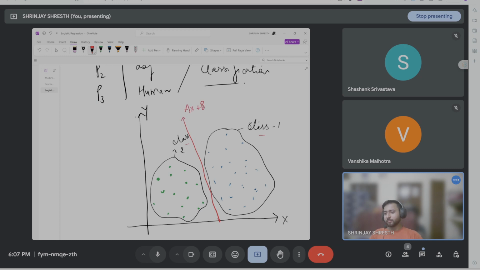ax plus by plus c is equal to 0. This is your line. So whatever point it is, if it is in the right direction of this line, it belongs to class 1. कह सकते हैं. And whatever points are there which are on the left hand side of this line, it belongs to class 2. कह सकते हैं? Just tell me. Can I say like this?